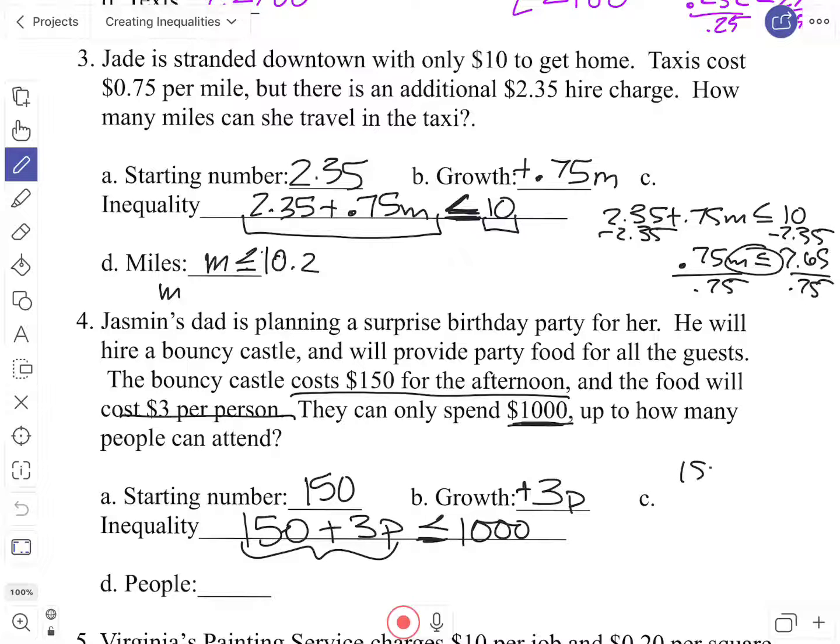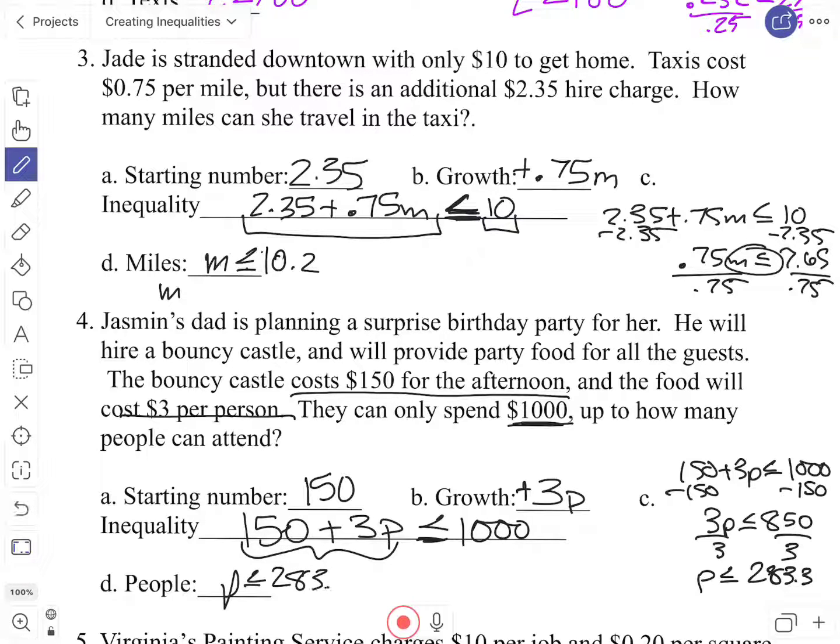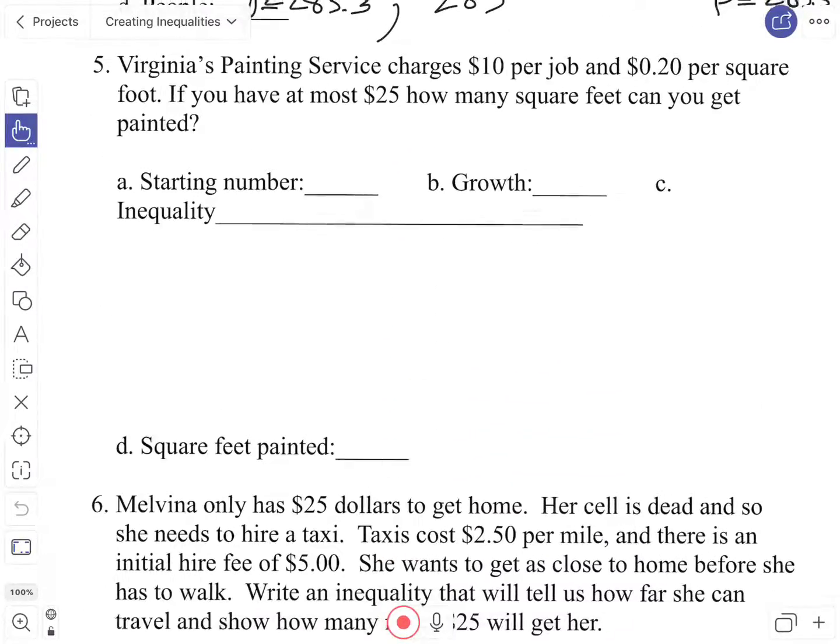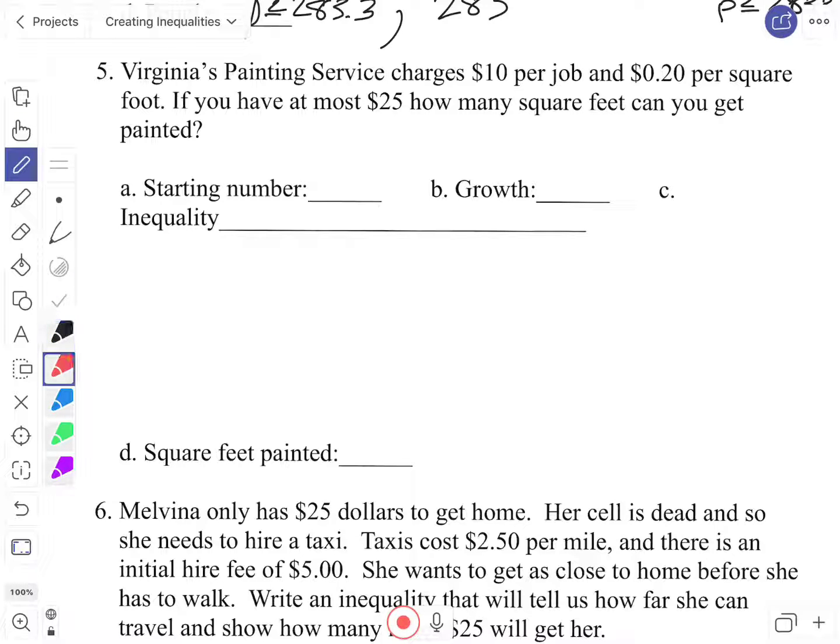Okay, so then to solve it, just like we did everything else, we subtract 150. So we get 3p is less than or equal to 850. Divide by 3, and p is less than or equal to 850 divided by 3. It's about 283.3. So they can invite 283 and a third of a person, because that's repeated. Basically, the maximum they could invite is 283. And after that, they could do less than that. They don't have to invite that many. They can't do more.